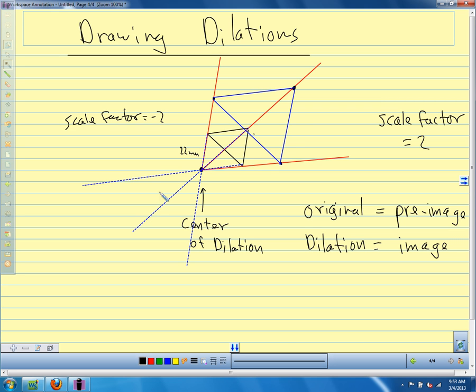Any questions on drawing dilations? We just draw these segments and measure along and multiply the length by the scale factor.